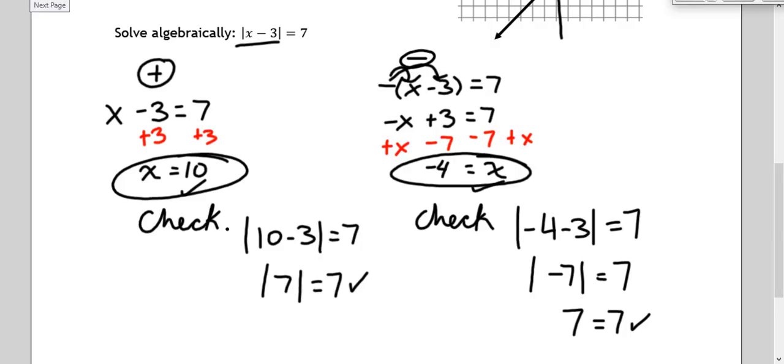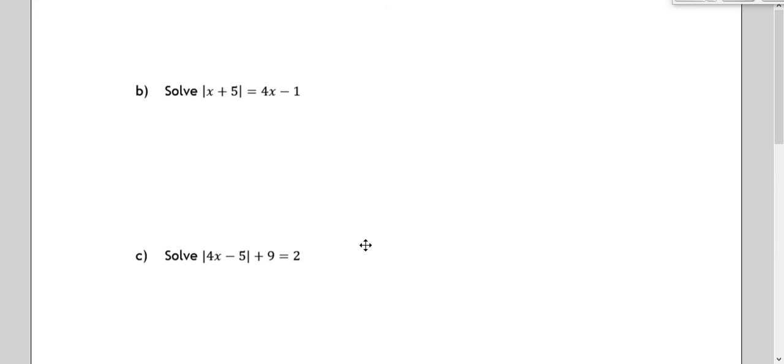So let's try a few more here. Our next one that we are going to deal with is we need to solve the absolute value of x plus 5 equaling 4x minus 1. Again, this is really nice because it's set up already with the absolute value being isolated.